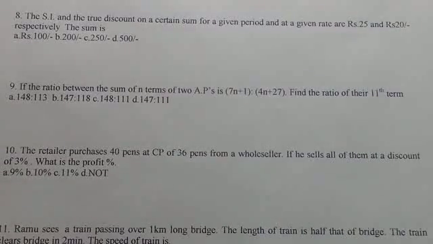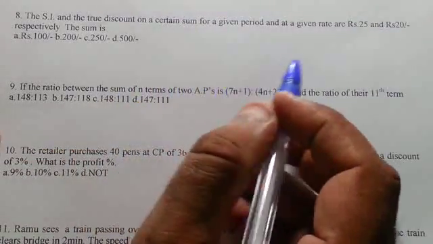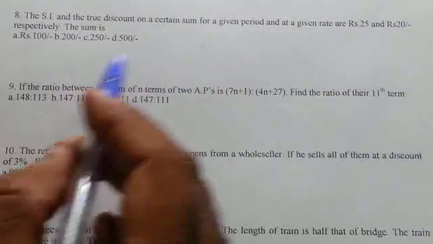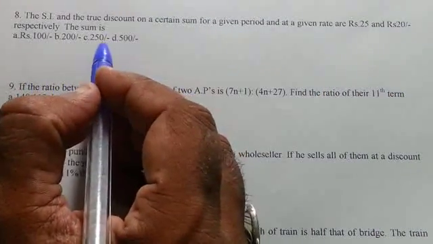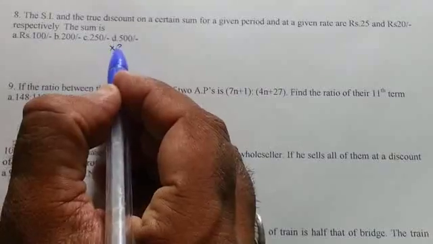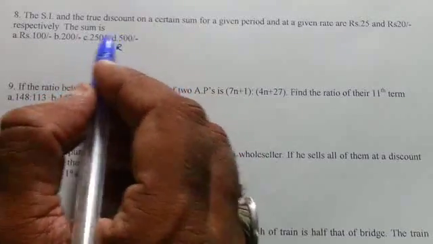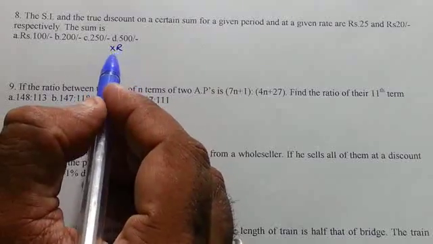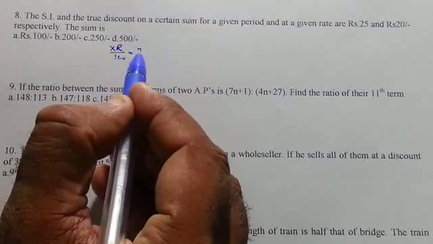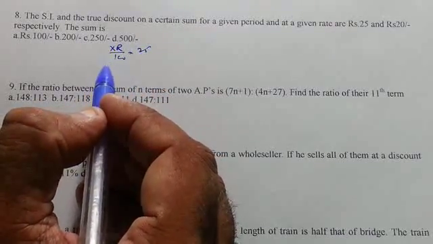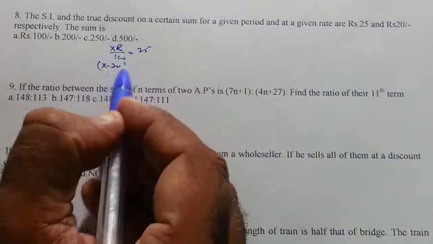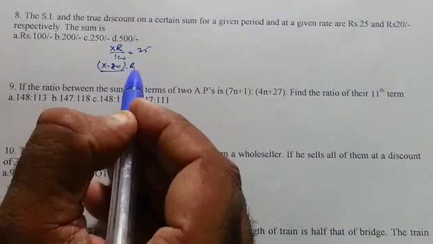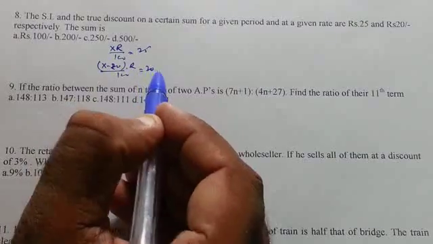The simple interest and the true discount on a certain sum for a given period at a given rate are rupees 25 and 20. The sum is, so just simple. Let us make the sum as X. We can have the rate as R, and time we can take as 1. No issue. So in the first case, simple interest for 1 year is equal to XR upon 100 is equal to 25. And what will be the true discount? True discount will be subtracting 20 from this into rate, this 1 upon 100 is equal to 20.